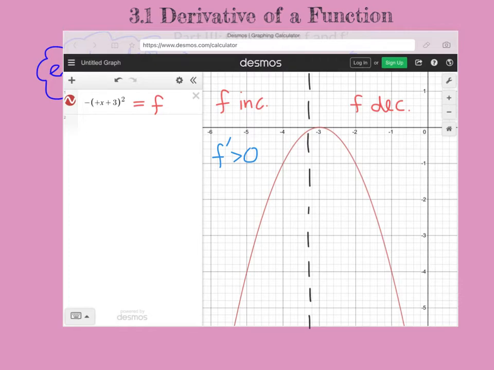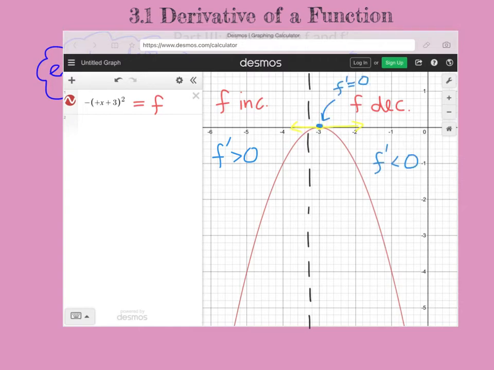At that turning point when x is negative 3, it's an interesting idea because if we were to draw the tangent line here at this vertex, the tangent line would be horizontal. The slope of any horizontal tangent line or any horizontal line is 0, and therefore at the point when x is exactly negative 3, that is when f prime equals 0.